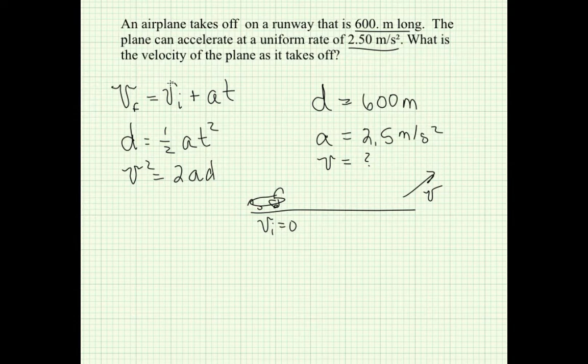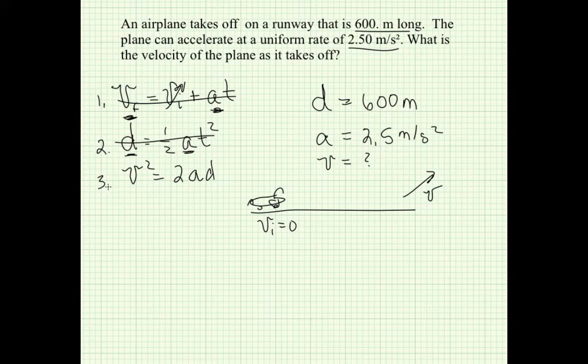So let's take a look at this. Let's go to our first equation. I'm looking for that, so that's good. This is 0. I've got the acceleration, but I don't have time. Since I have two things that I don't know, this equation's not going to work for me. Let's look at our second equation. We've got the distance. 1/2 is simply a number. I've got the acceleration. I could solve for time, but that's not what we're asked for. We're asked for velocity, so I don't want to use this one.